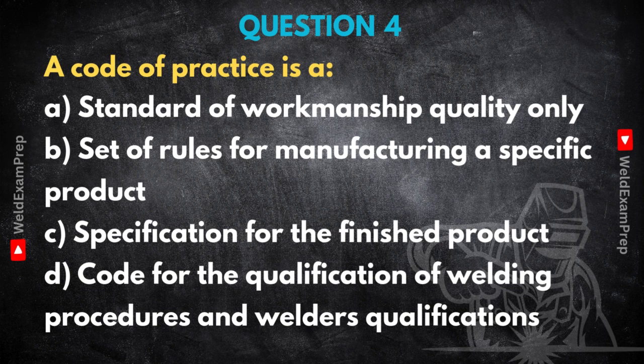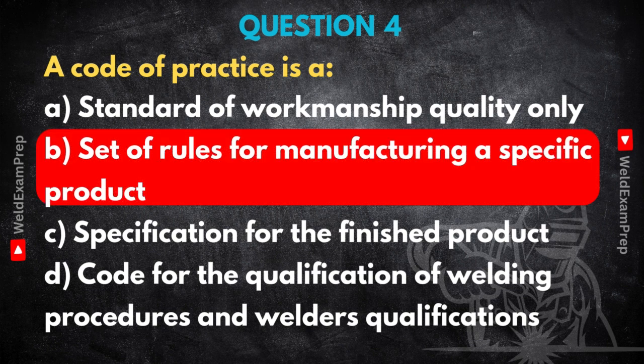The best description here is B, a set of rules for manufacturing a specific product. It's much broader than just workmanship standards or a final product spec, although it certainly includes elements of both. A code of practice really lays out the detailed guidelines, the requirements for the entire manufacturing process. The whole thing, from start to finish. Pretty much. From initial design, material selection, all the way through to the welding procedures you need to use. The qualifications needed for those procedures and for the welders doing the work. The inspection methods you have to employ. And finally, the acceptance or rejection criteria for any flaws you find. It covers the whole life cycle.